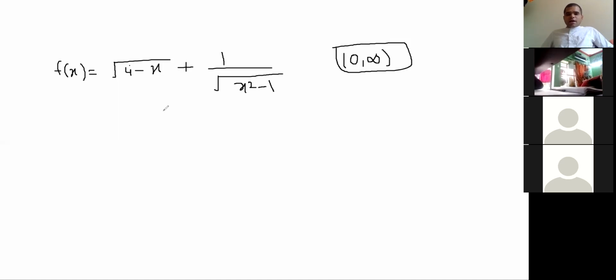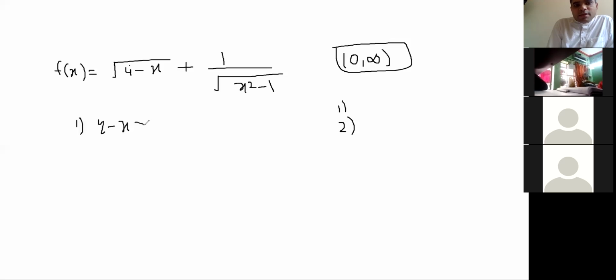Yes, inside the root we cannot have a negative number, that is the first restriction. And the second one is that the denominator cannot be equal to 0. These are the 2 restrictions. So we will do case by case. First is 4 minus x. This should be greater than or equal to 0.